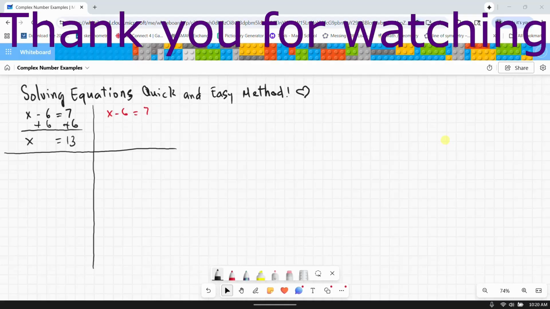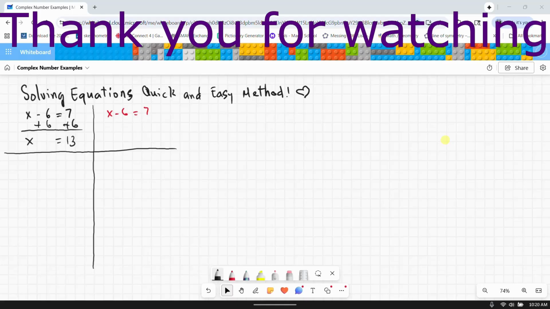Quick and easiest method to solve any equation. So you have learned for many years that to solve an equation, you need to get the x by itself. So you need to isolate x. So here I have x minus 6 equal to 7.